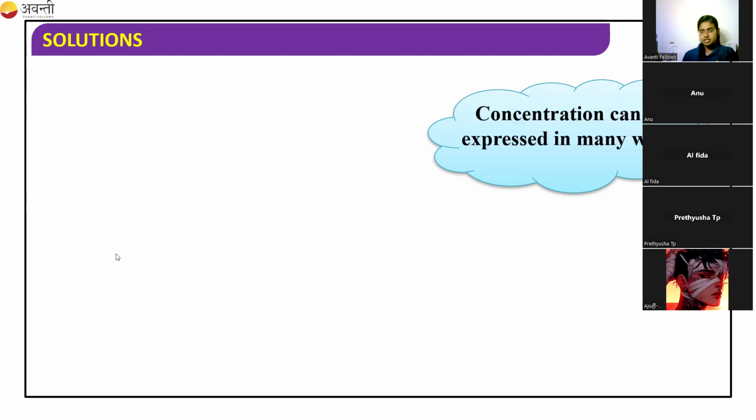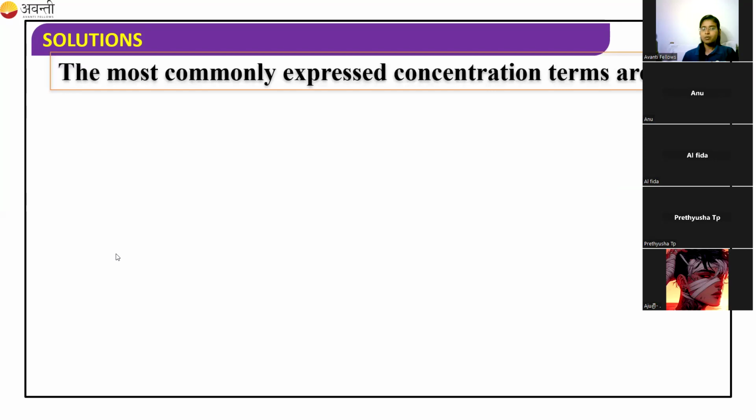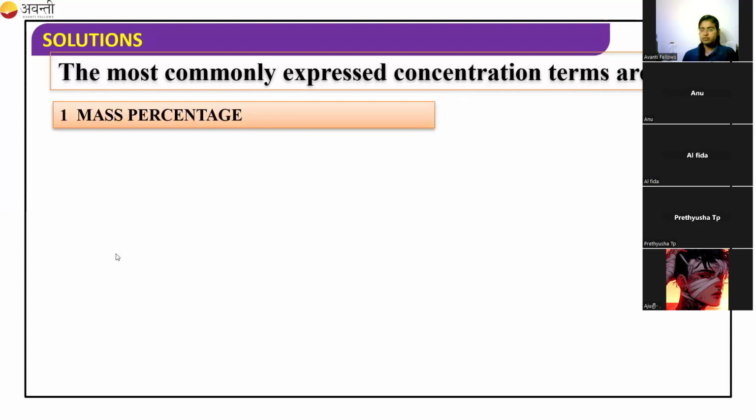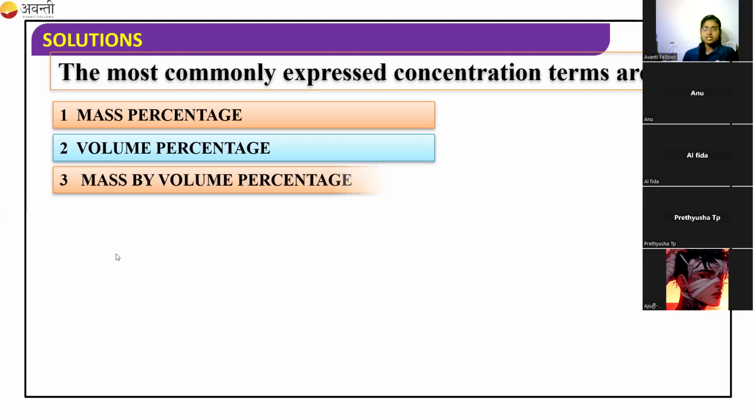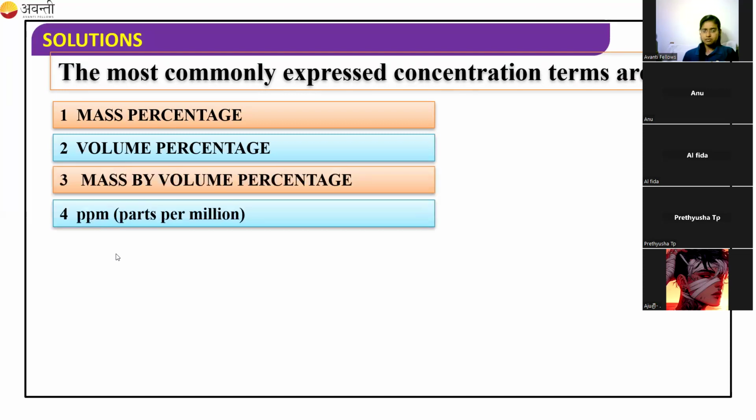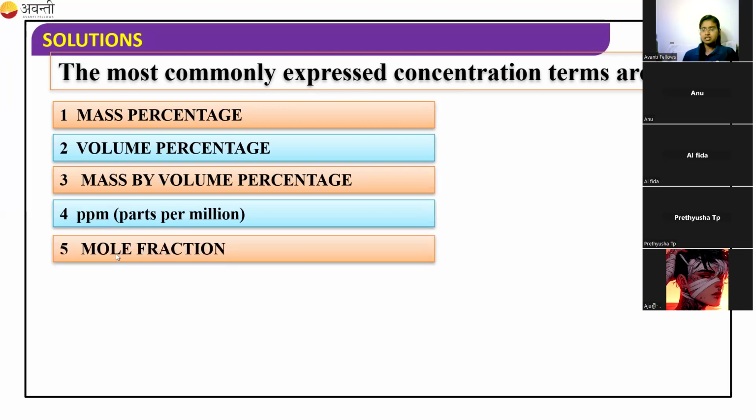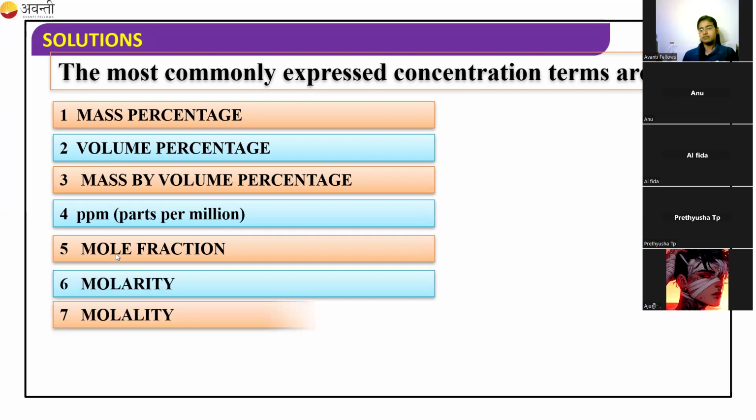So, many ways is the correct answer. Concentration can be expressed in many ways. The most commonly expressed concentration terms, I am going to say, are: mass percentage, volume percentage, mass by volume percentage, parts per million, which is ppm, mole fraction, molarity, and molality. Yes, very good, mole fraction is one of the concentration terms. So concentration can be expressed in all these 7 forms.